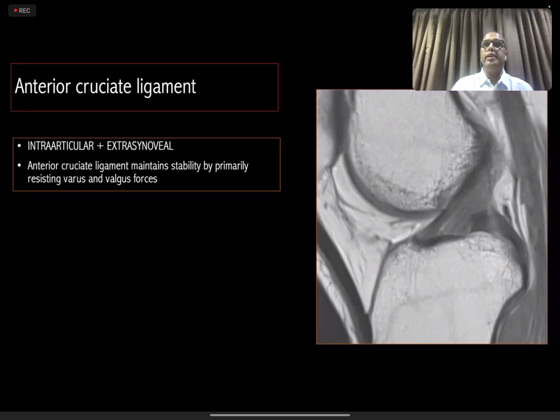They are primarily responsible for providing the stability of the knee, and various forces would be resisted by the integrity of this ligament.